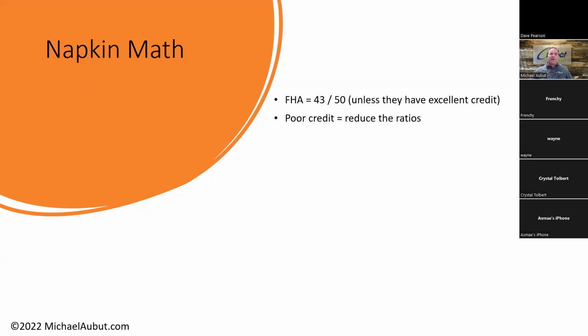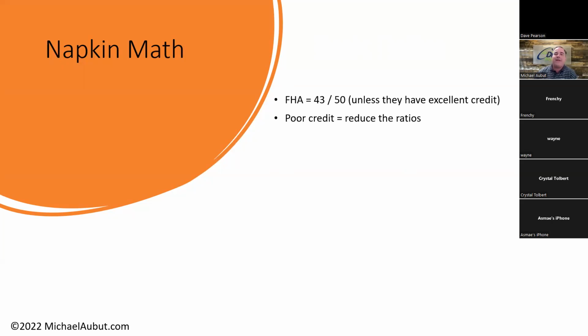If they have poor credit, you got to reduce the ratios. Guess what? This is art. This part is an art, not a science. How much do you reduce the ratios? Hell if I know. It's going to depend. How bad is their credit? You know, how tight is their, you know, do they have other assets? Do they have reserves? Things like that.